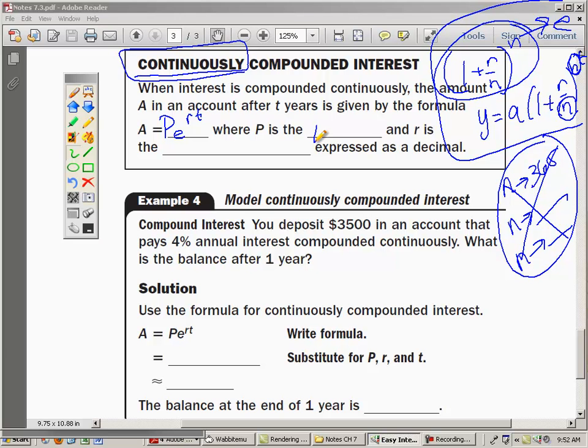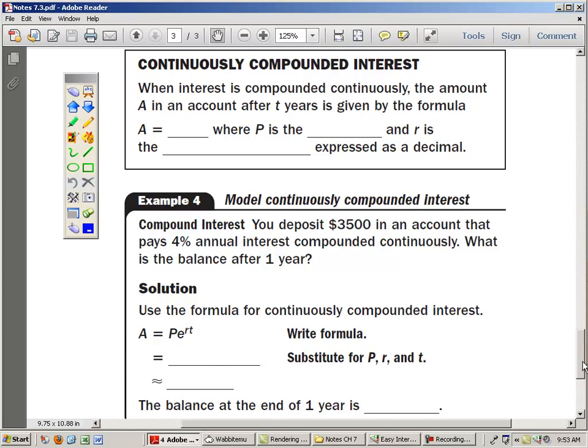Again, P is the initial value, my principal, and r is the interest rate, the annual interest rate. Most banks compound interest monthly, typically not daily, but there are applications where we compound continuously. And so let's take a look at a few examples of that.